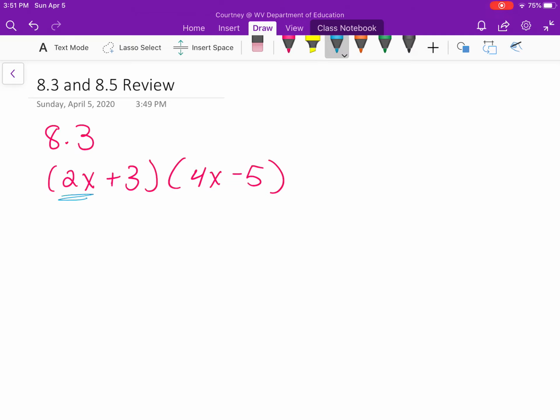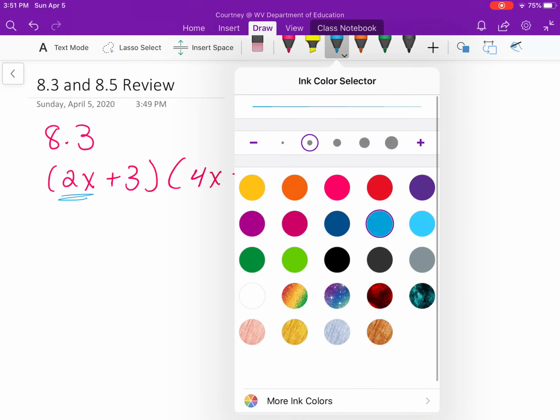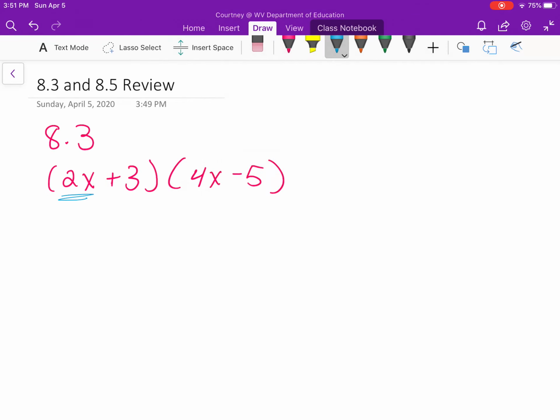First, we're going to take this 2x right here and bring it to everything on the right side. First it goes here. 2 times 4 is 8, and then x times x is x squared. Then it's going to go to the 5. 2x times negative 5 is negative 10x.